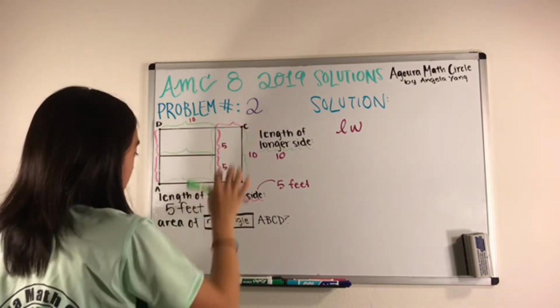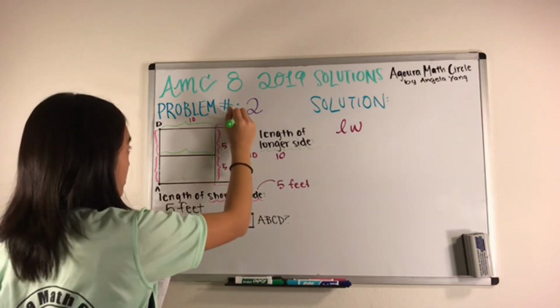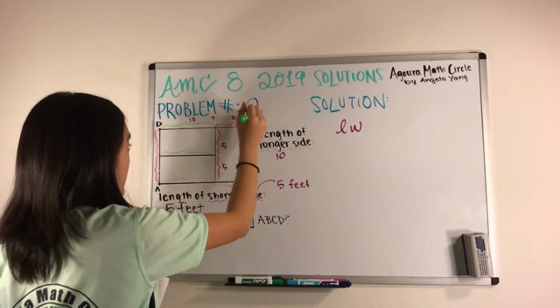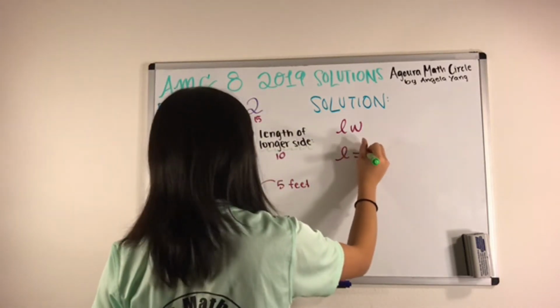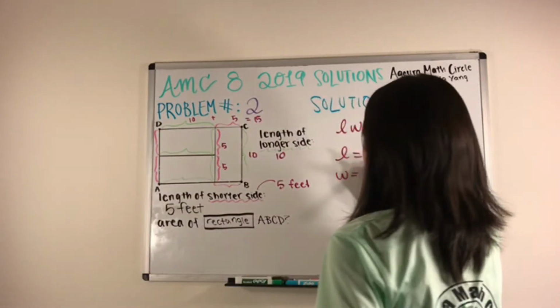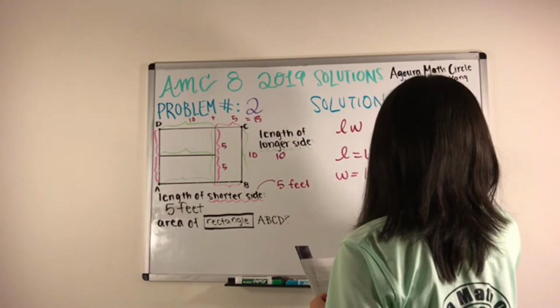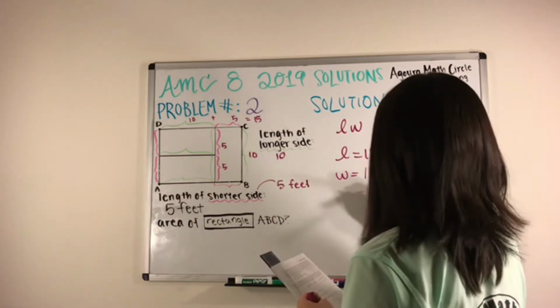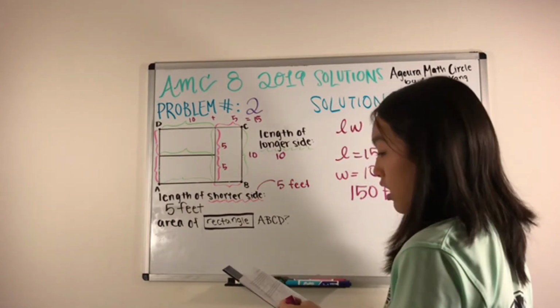And the smaller part over here, which is 5 feet, since it's the shorter side, would be 5. So 10 plus 5 equals 15. So now we have our length. So our length equals 15, and our width equals 10. So if you multiply these together, you get 150 as our area. So 150 feet squared, which gives you the answer of letter E.